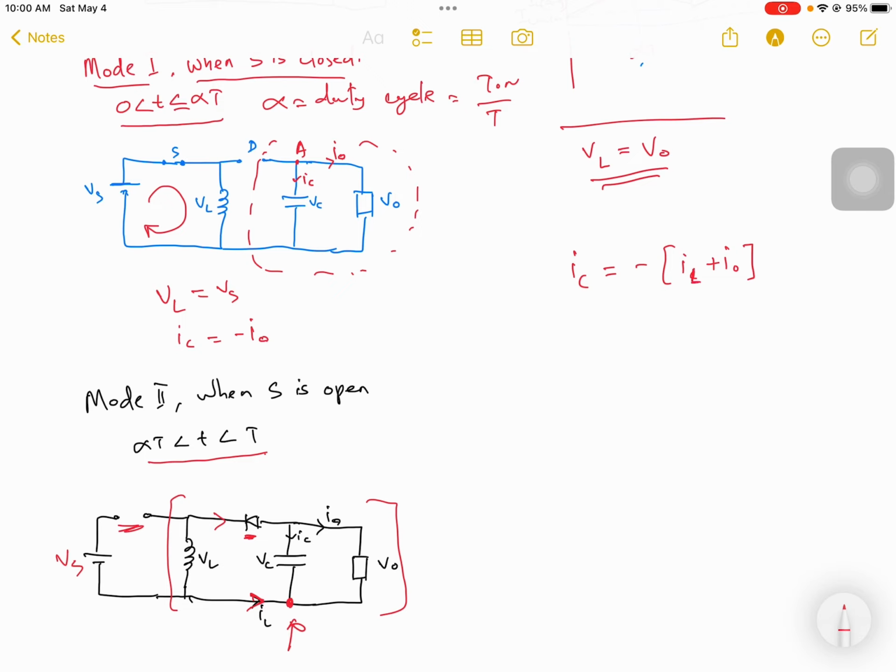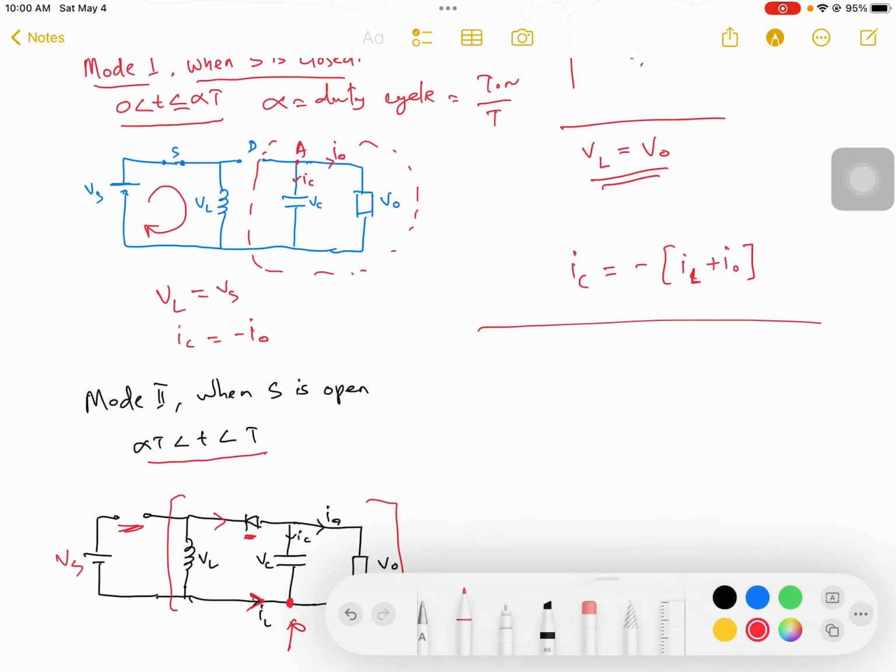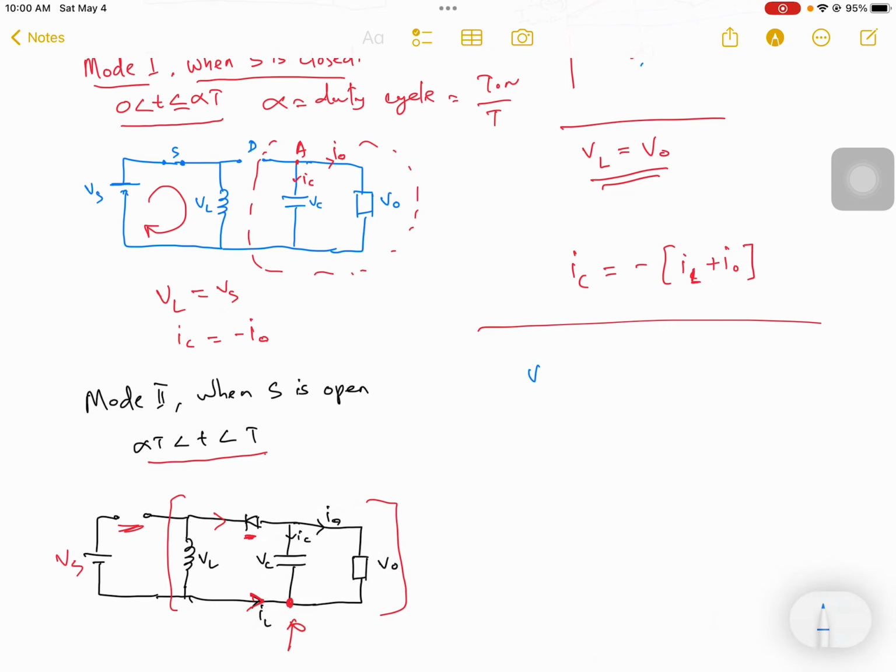Now next we will see how the voltage is being amplified, or how that voltage is being stepped down at the output side. This relation can be given by the volt second balance. For this, VL during the turn on time plus VL during the turn off time has to be equal to 0. This is the same as what we have discussed in the buck and the boost regulator.